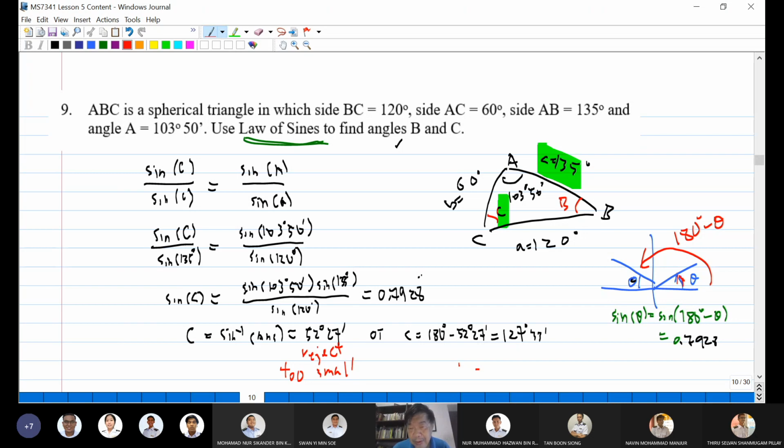The larger angle is opposite the larger side. So you cannot take 52. Now 52 is too small because the side is too small. Compare there, 135 is the larger angle. So the larger angle compared to the larger side means we reject this here. So the only answer is this one. So this is how you answer question 9.